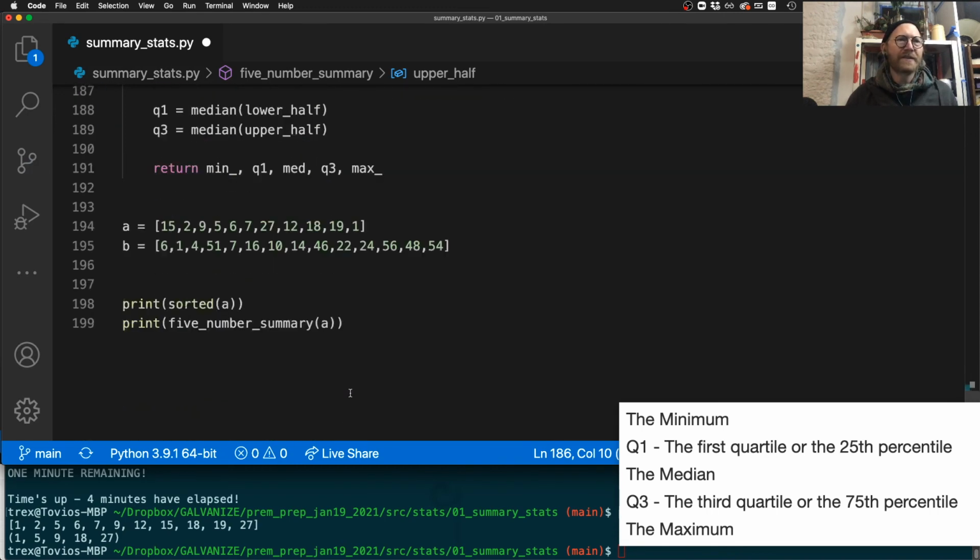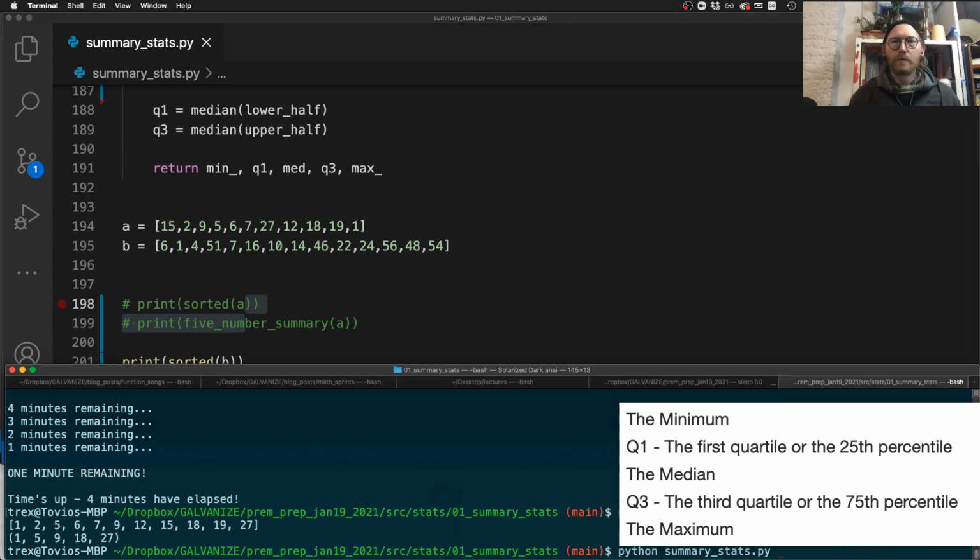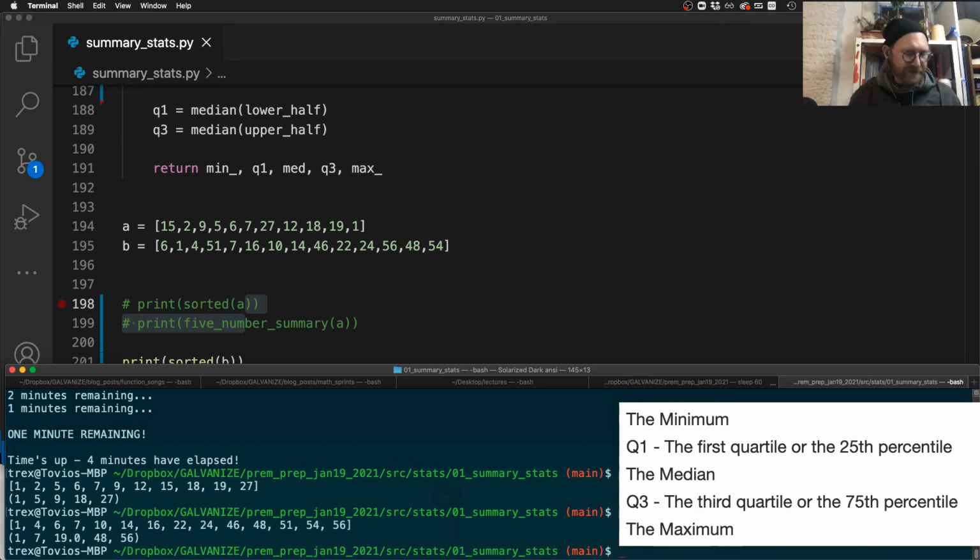Let's pass in B and see what happens, and I will comment these out. Theoretically, there we go. All right. So let's really quick verify that this is working correctly. There is a chance that it's not, but I think it probably is.